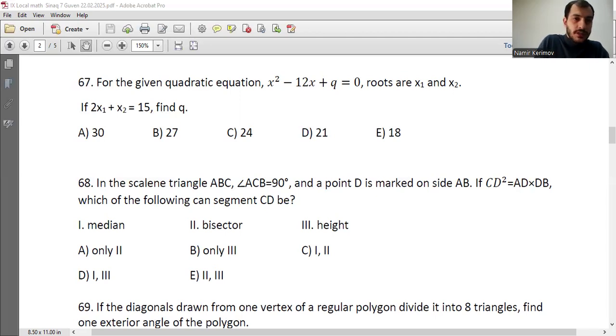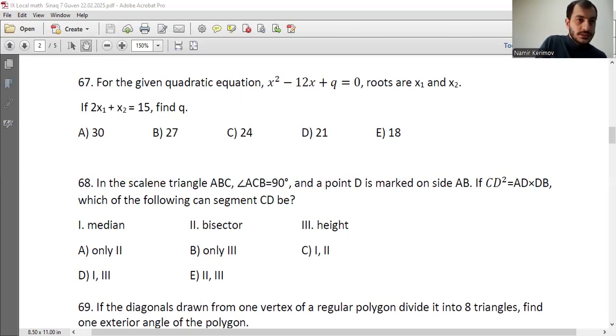So the question is to find q. Here, maybe you can substitute 3 and then find the value of q. Or we know that q is the product of roots. So you can just multiply 3 and 9. That will be 27. So answer B. Again, if you want, since we know that x1 is 3, you can just substitute it. Again, q equals 27.